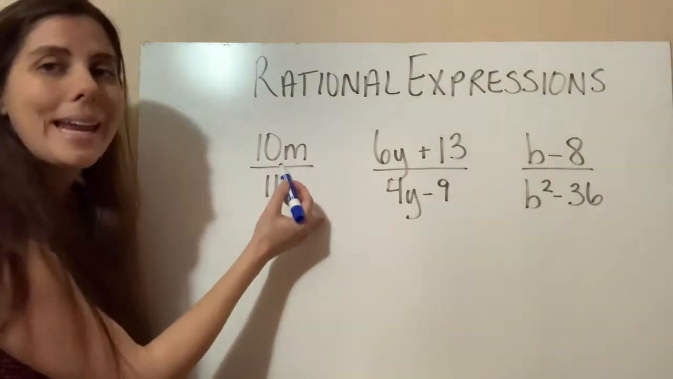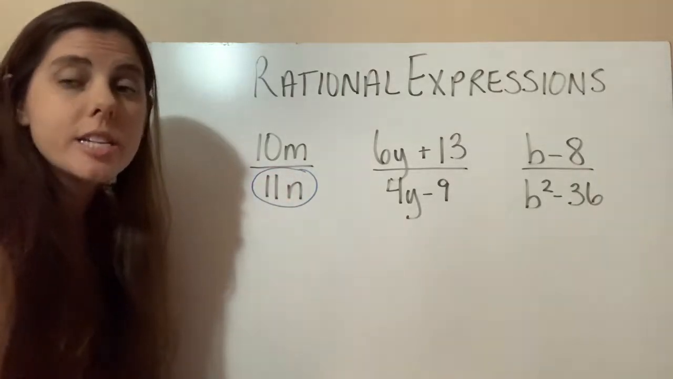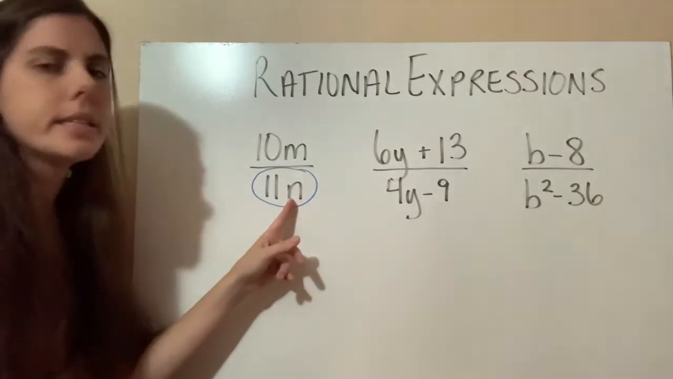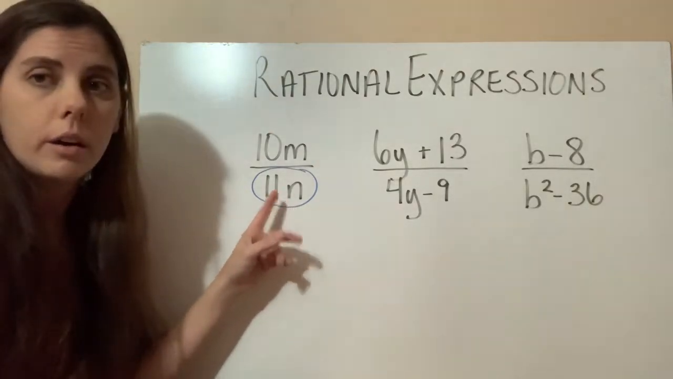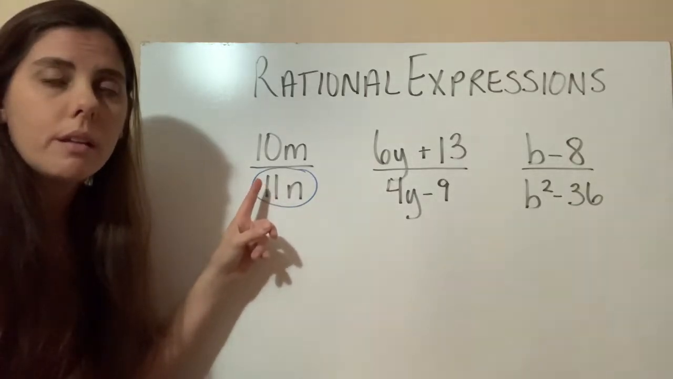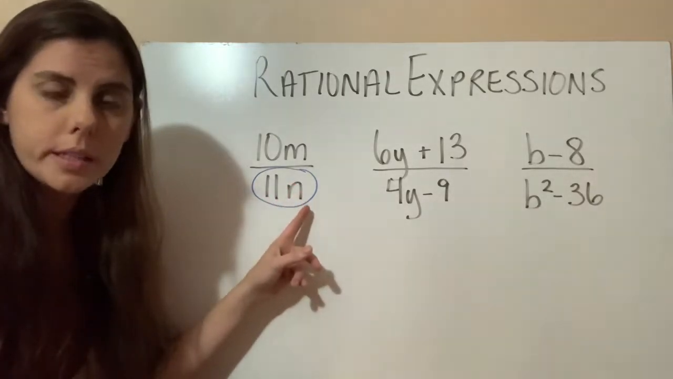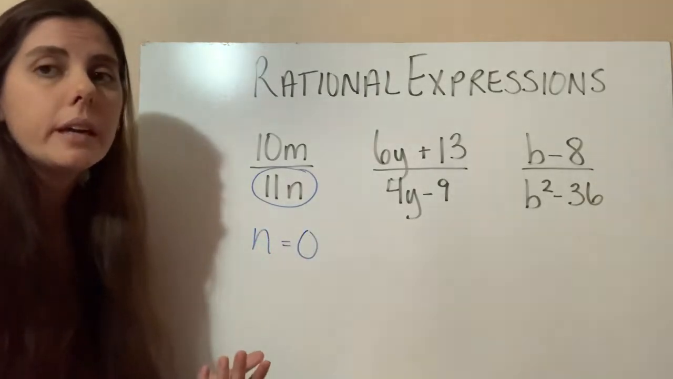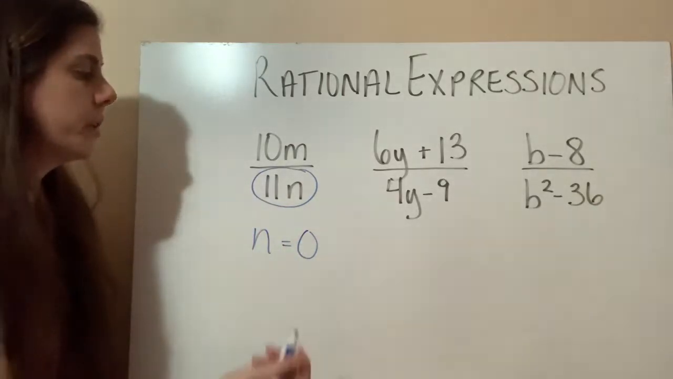In the first one, we have 10m divided by 11n. To make a rational expression undefined, we're only looking at the bottom. It doesn't even matter what the top is. Just look at the bottom and see what the variable needs to equal so that the bottom equals 0. In this case, 11 times what is going to equal 0? Well, 11 times 0. So the only number that n could be is 0. 11 times 0 would equal 0.